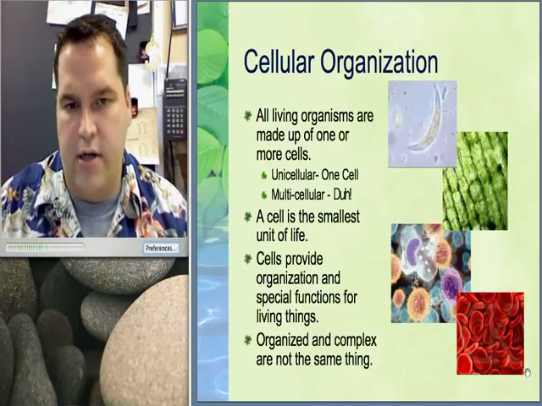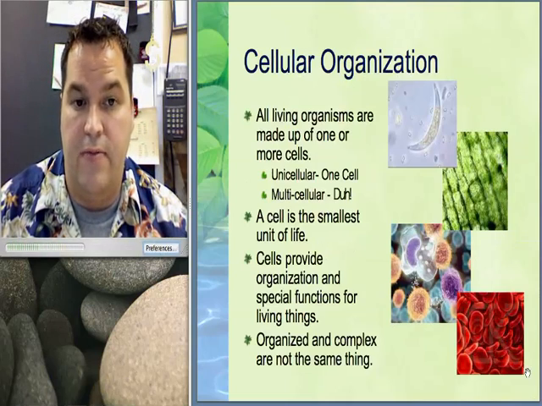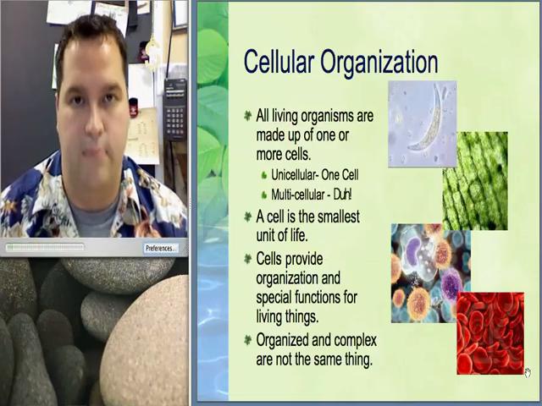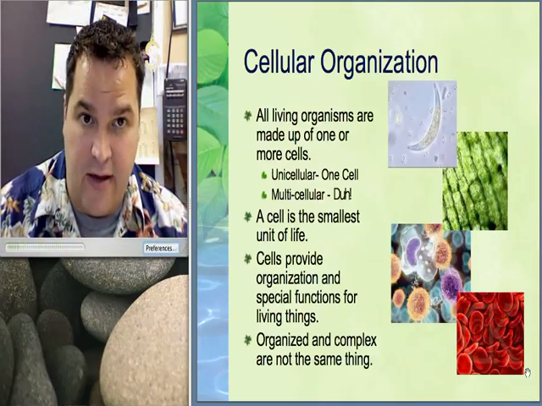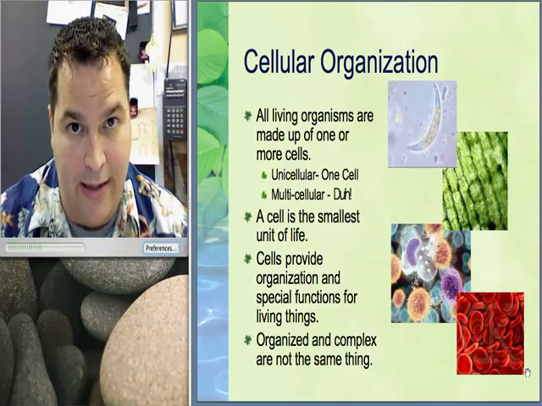First, cellular organization. Well, all living things are made up of cells. If something is one cell, then it's called unicellular, and if it's got multiple cells, then it's multicellular. Now, a single cell is living, so you can have single-celled organisms. That's totally legal.